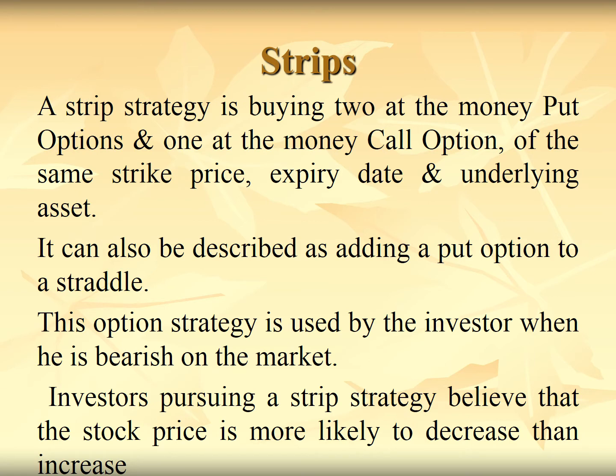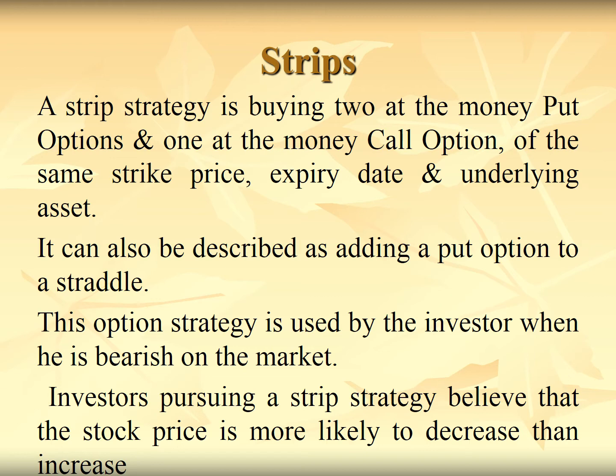In a straddle, we have already discussed that one call option and one put option is taken. Here in this strategy, that is strips, since we are buying two at the money put options and one at the money call option, it can be described as adding a put option to a straddle. A put option is added to the straddle.